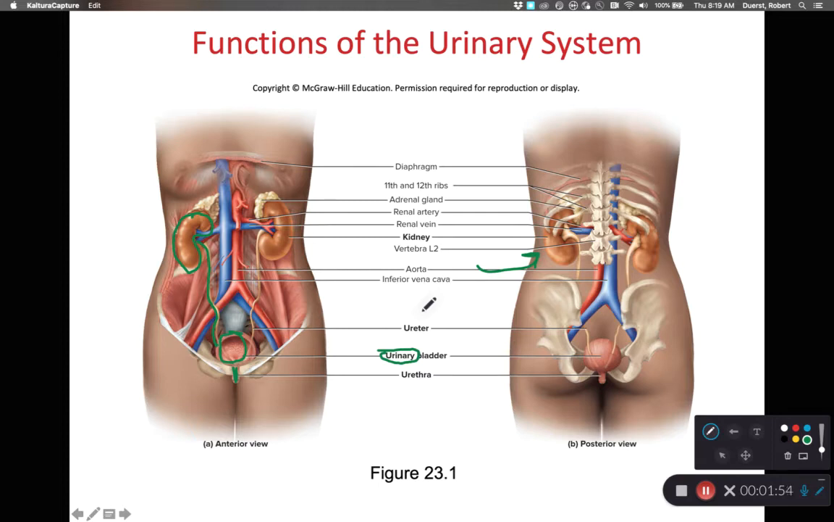Then as we're looking at these, our right kidney, right over here, this is the right side, is just a little bit lower than the left kidney. And this is partially because there's a large liver in this part of the body that we need to make room for.